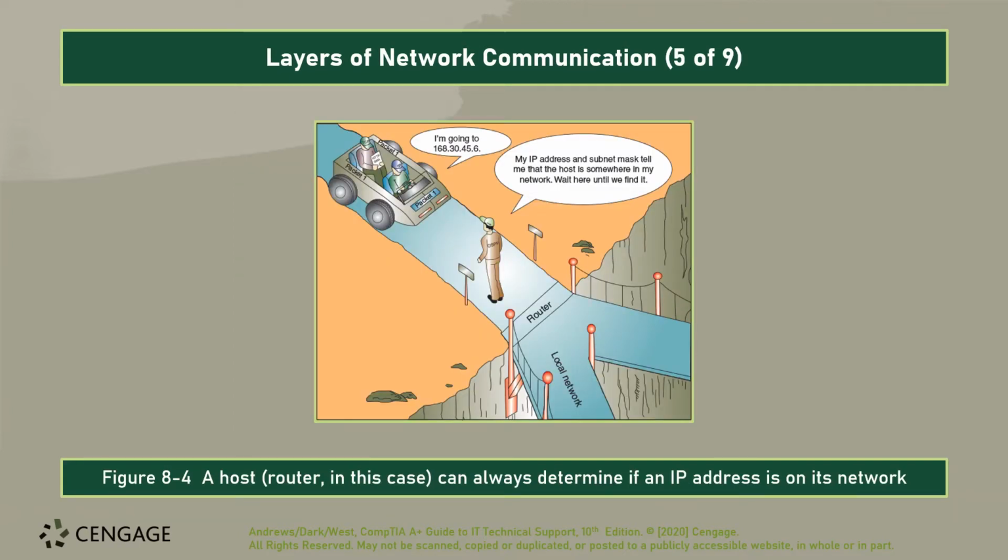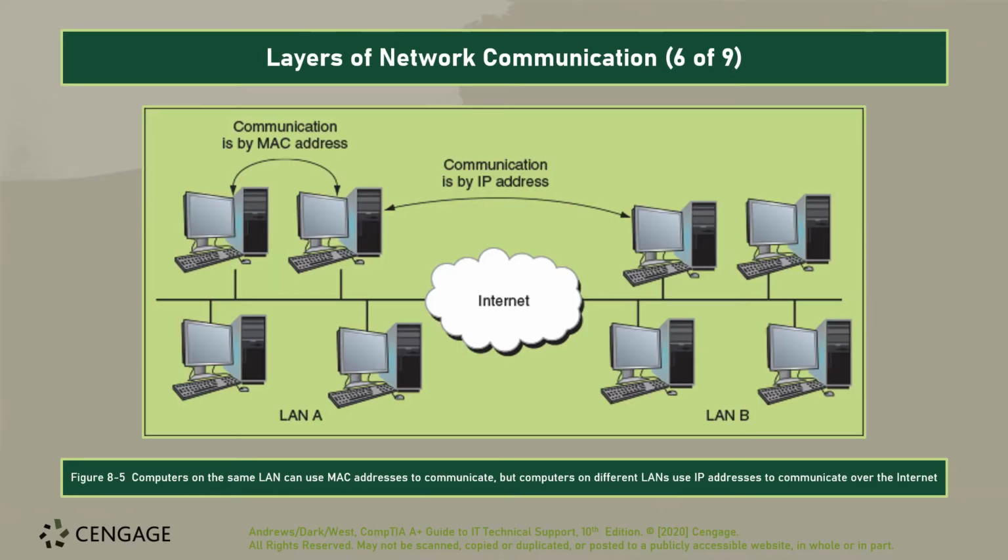Now here we have a graphic showing that a router is going to allow or disallow transmission of a packet into a given network. So here we see the packet claiming, "I'm going to 168.30.45.6." The router, using OSPF, you can see that little lettering on the back of the person's jacket, says: my IP address and subnet mask tell me the host is somewhere in my network. Please wait here until we find it. And they're going to go ahead and establish a path of transition.